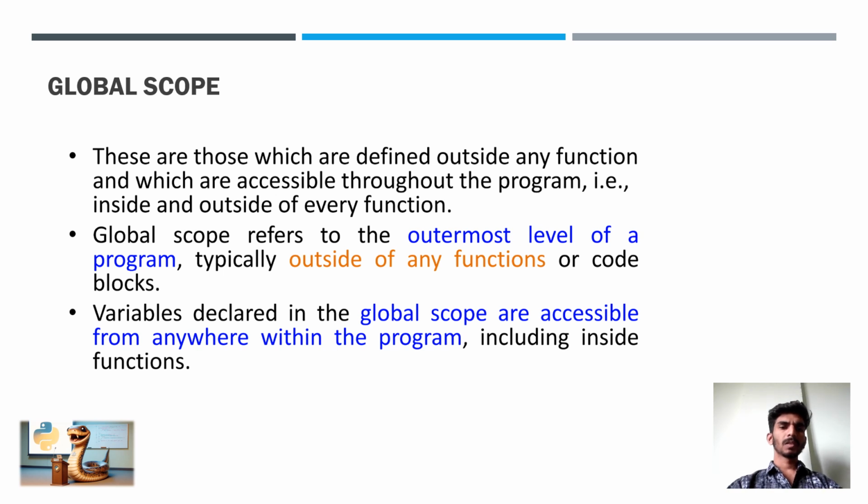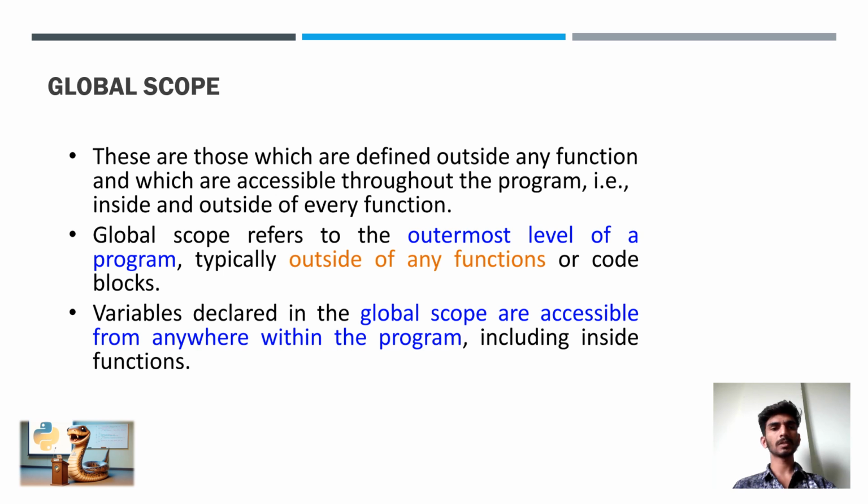A global scope refers to the outermost level of the program, typically outside of any function or block of code, and the variables declared in the global scope are accessible from anywhere within the program, including inside the function. It means the global scope will be declared outside the user defined function. It's a global variable, and it can be accessed by the user defined function inside the function as well and outside the function as well. That's what is called a global scope.